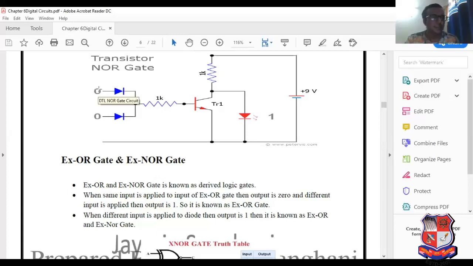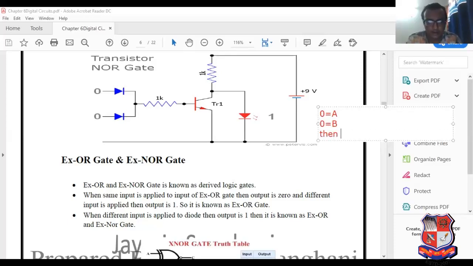Now you will understand this. If 0 0 is applied here, the diode is never turned on. Diode cannot be turned on. That's why directly 0 volt is applied here, and here is 0 volt. Then output here is 1 volt. That's why the LED can be turned on whenever we apply 0 0 input. See this, A equal to 0, B equal to 0, then Y equal to 1. It is the first case.